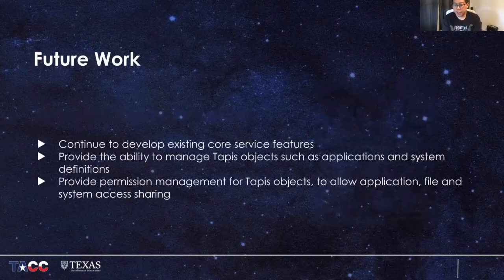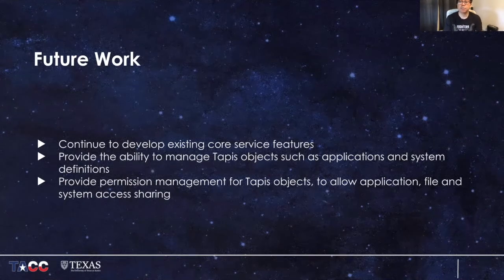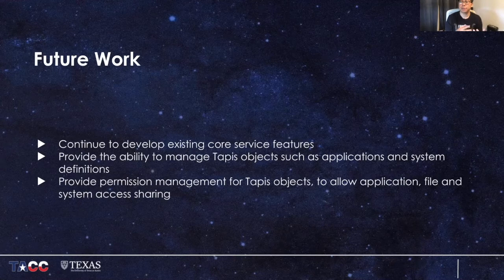So our future work is, of course, bringing it out of alpha. We're going to continue to develop the existing core service features and eventually provide the ability to manage and maintain records of objects on TAPIS. For example, creating your own application records, managing system permissions, and even doing file sharing. And all of this should be able to be accomplished without requiring management on an HPC resource or on a VM. And that means that you can now access your HPC resources without the need for direct API calls, either from the backend or programmatic calls.